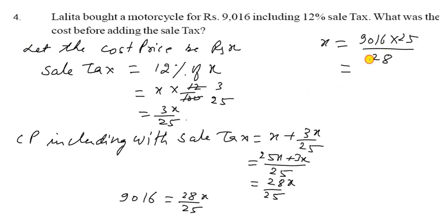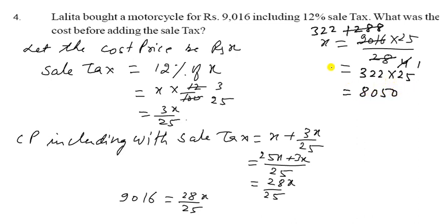Now 7 4s are 28, 7 1s are 7 and 7 2s are 14, and 7 8s are 56 and once again 7 8s are 56. Now 4 1s are 4, 4 3s are 12 and 4 2s are 8 and 4 2s are 8. So we get 322 multiplied by 25. Now it becomes 8050.